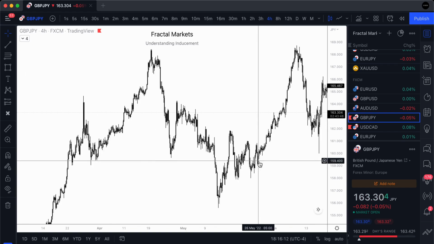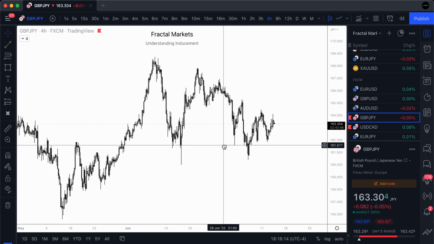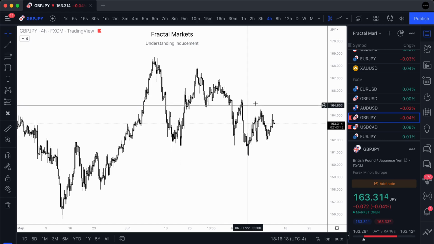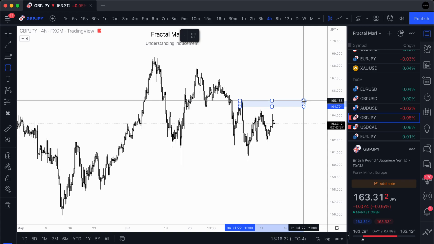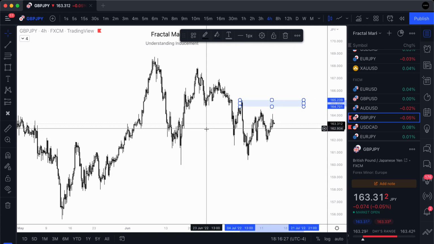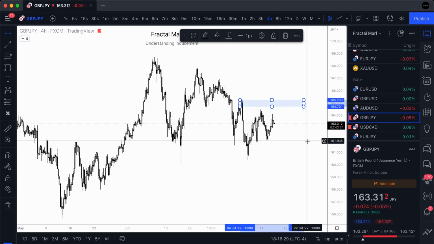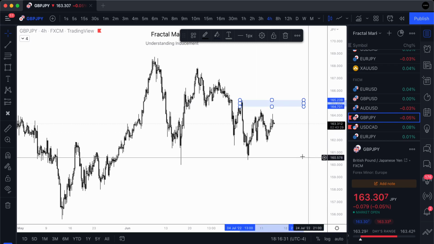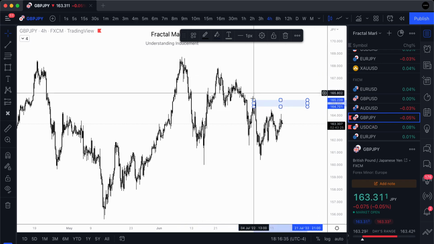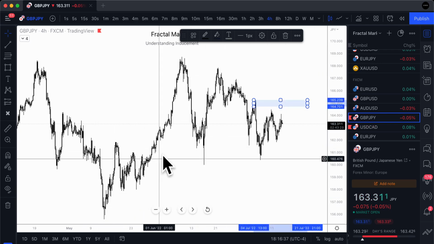GJ has just been kind of screwing around a little bit, and to be honest with you, I won't be surprised if we come into this level right here, get a structural sweep of the highs, and then potentially see some sort of down move to this level down in here. We could play this into this bearish order flow that's against the higher time frame structural lag.